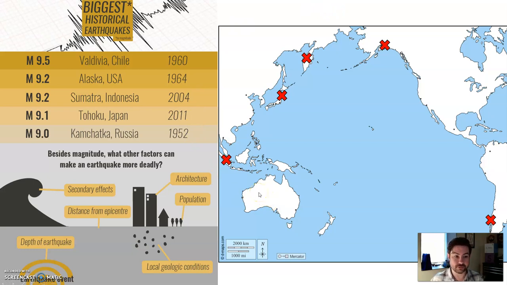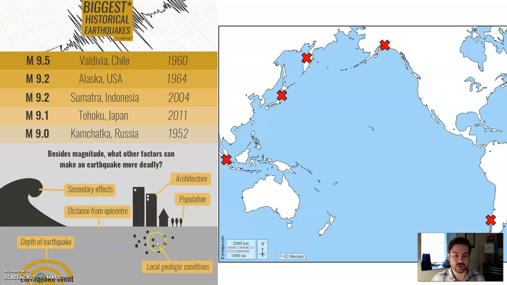But besides magnitude, there's other deadly effects. As mentioned, a lot of these big earthquakes also cause some secondary effects like tsunamis. So you have to consider that when talking about earthquakes. You also have to think about some other things. The architecture, population. Did these earthquakes even occur where people are? If these earthquakes occurred in the middle of nowhere, then no big deal.